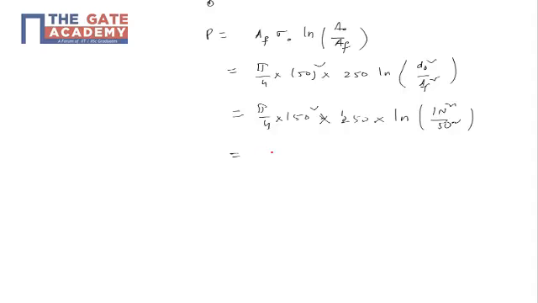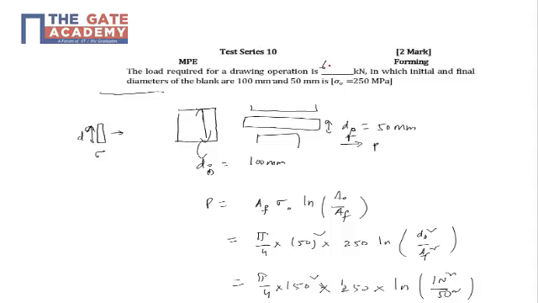So if you calculate, you get close to 680.37 kilonewton. Okay, that should be your load for performing this, 680.37 kilonewton. So roughly 680 kilonewton you can say is the load required for drawing. So this is a direct formula for drawing. Okay, thank you.